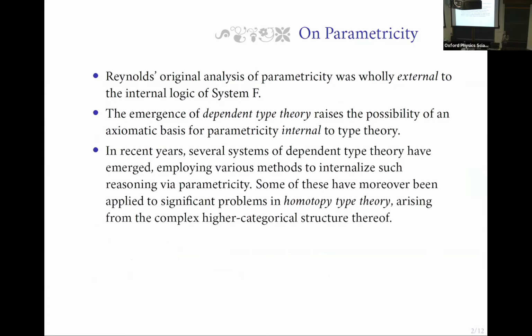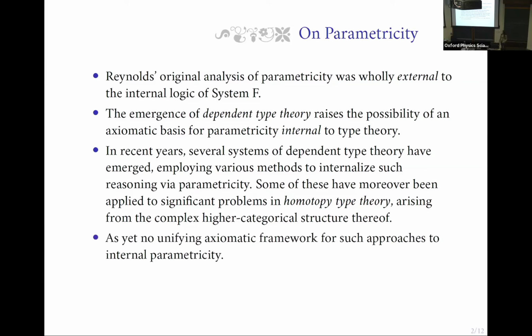And so in recent years, there have been several attempts at coming up with various systems of dependent type theory that have some form of internal parametricity, but they've all used different means to do this. And importantly, these have been applied in some really interesting applications in homotopy type theory, in getting around some of the issues with higher dimensional coherence. So this is a really interesting thing to look into further. But like I said, as yet, there's no unifying framework for all these different approaches to internal parametricity.